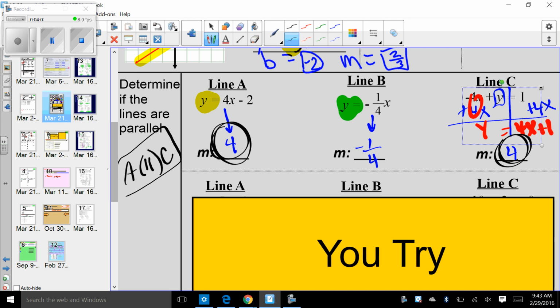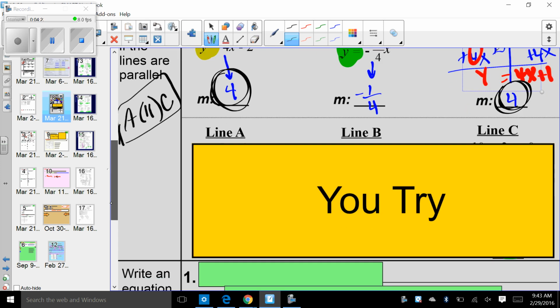Notice my notation over here. Line A is parallel to line C. I like to put that in parentheses so it doesn't look like the number 11, doesn't look like the number 1, things like that. Line A is parallel to line C. Line B does not fit in that mix at all. We'll talk about that. Line B is actually perpendicular, but that's in a later unit.